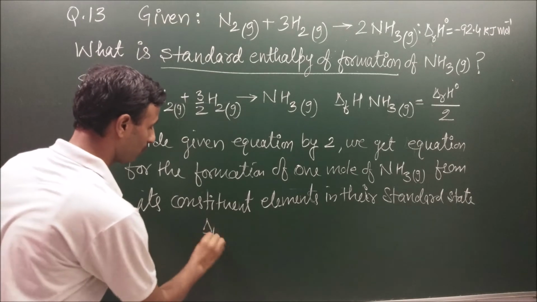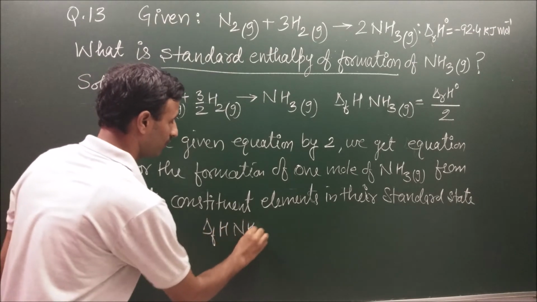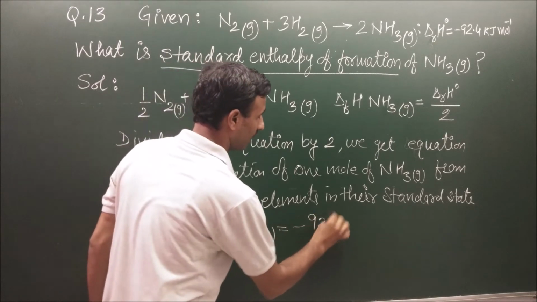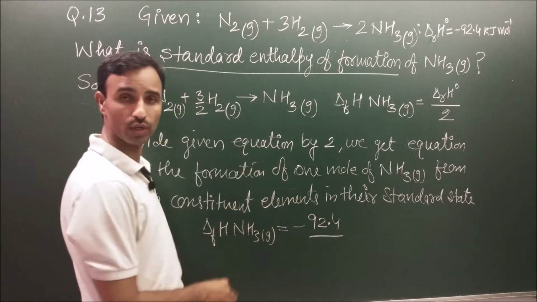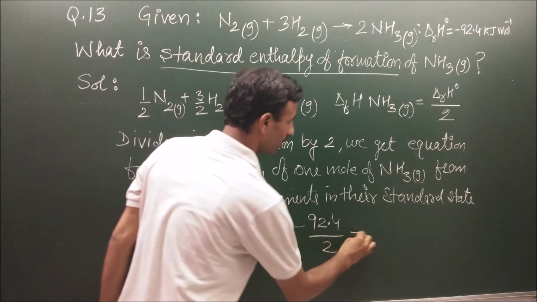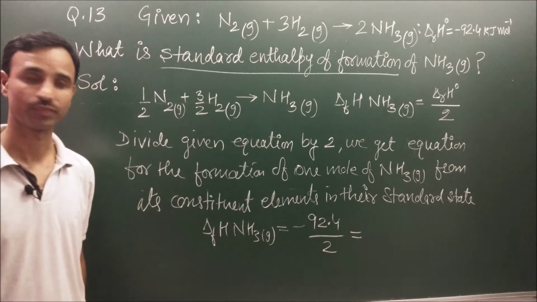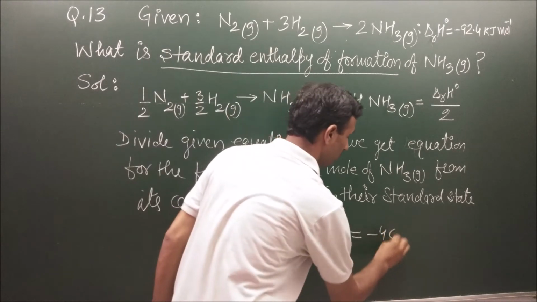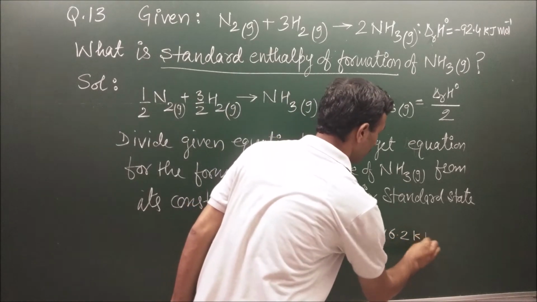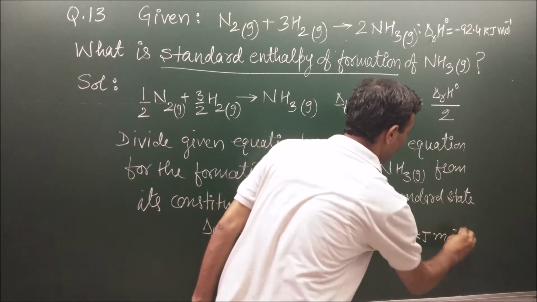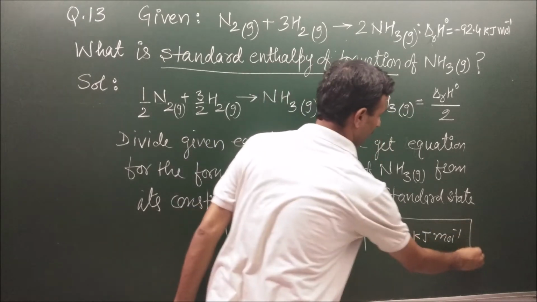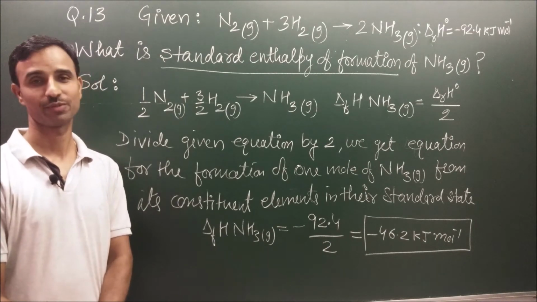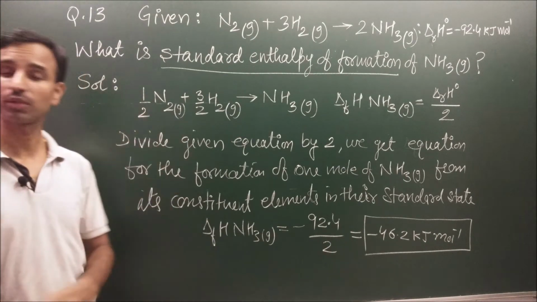So enthalpy of formation of ammonia gas equals minus 92.4 divided by 2. So the value comes out to be minus 46.2 kilojoule per mole. So this is the enthalpy of formation of ammonia gas. So this is question number 13.